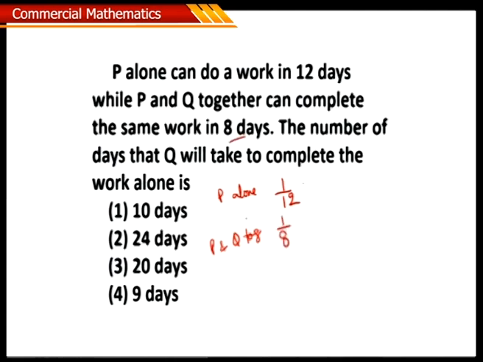So what is the work done by Q? Together work minus alone work, means 1/8 minus 1 by 12. This is the work done by Q alone in one day. So what is the LCM of 8 and 12?